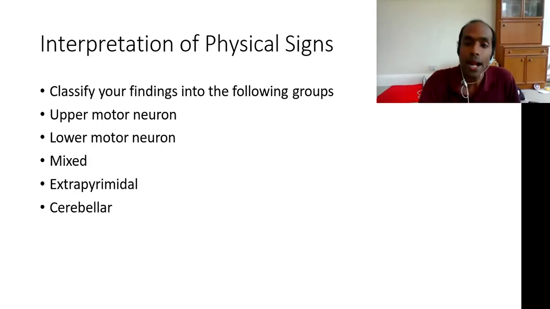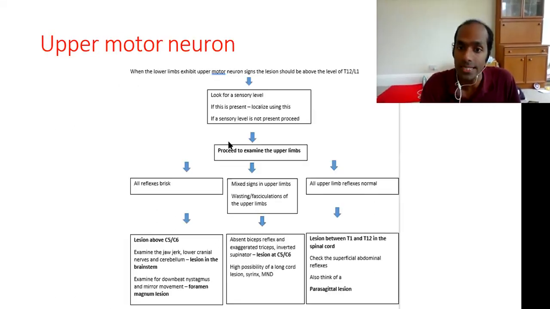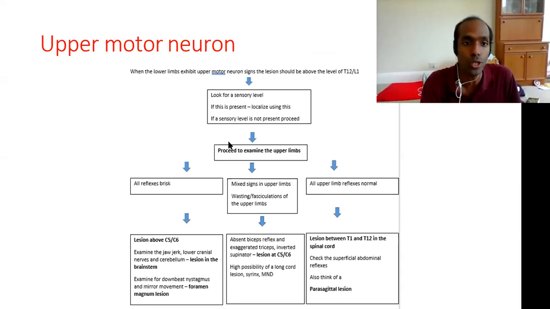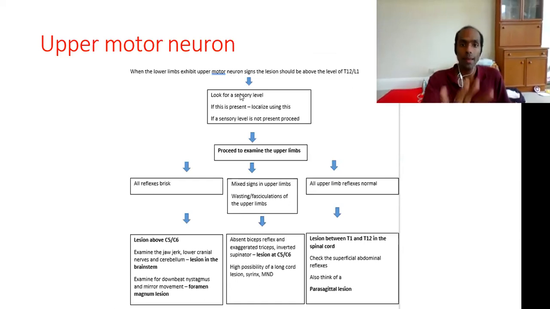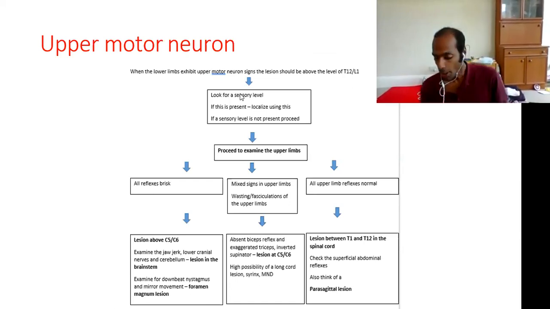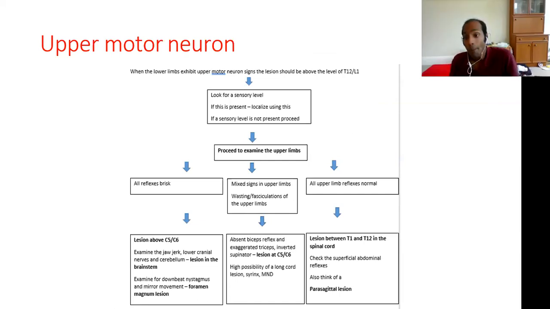So if you get paraparesis, I'm going to guide you through this algorithm very carefully. Paraparesis is an upper motor neuron lesion of the lower limbs.